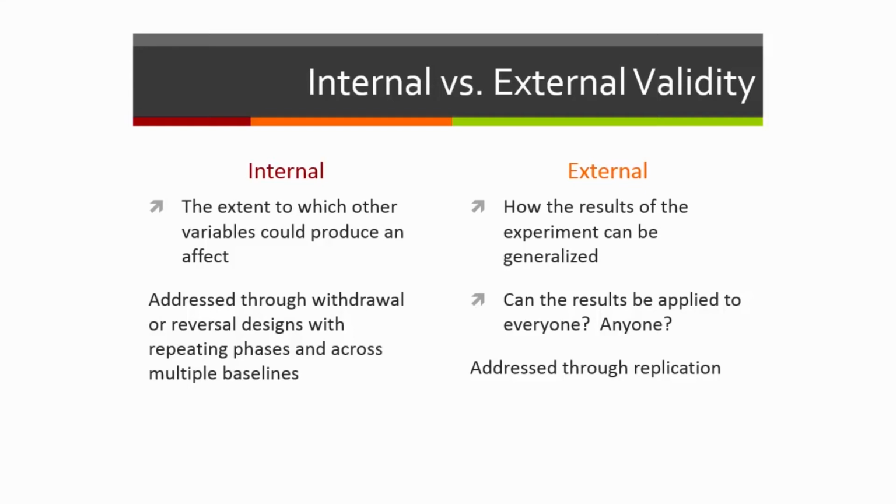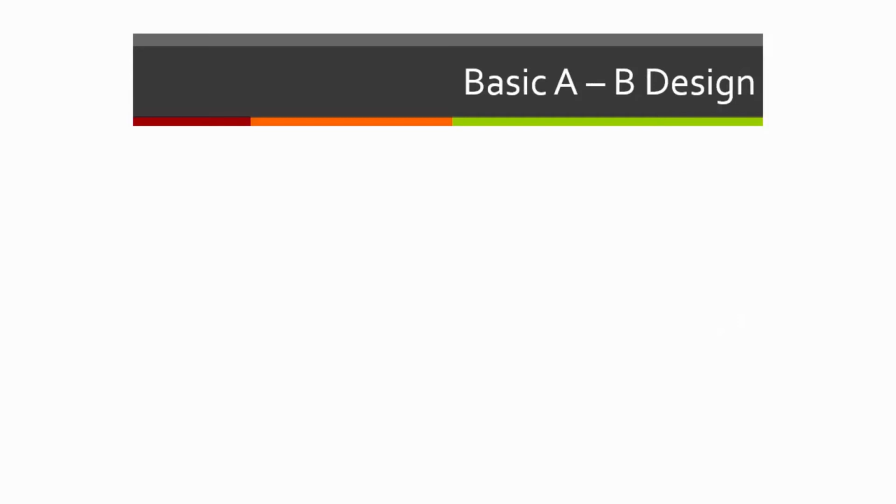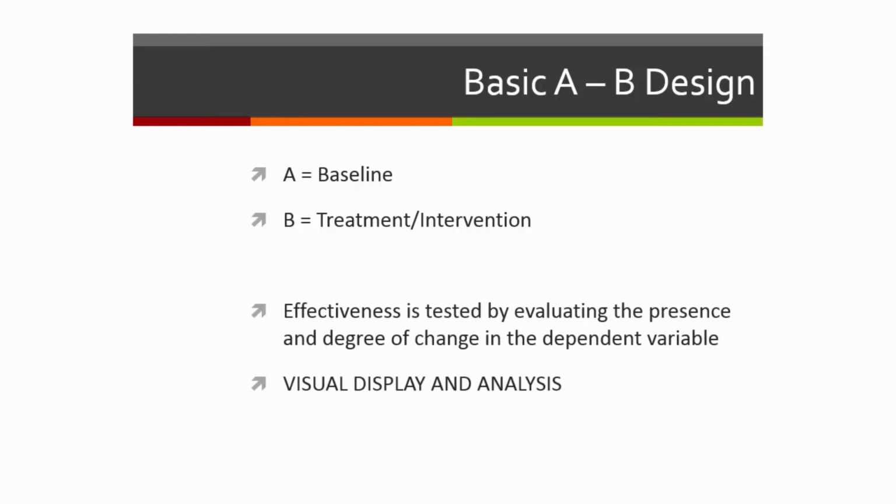Okay, so you have to be very careful there. Now let's talk about your basic A-B design. Basically, your A is the baseline and your B is your treatment or intervention. Now, effectiveness of that intervention is tested by evaluating the presence and degree of change in the dependent variable.